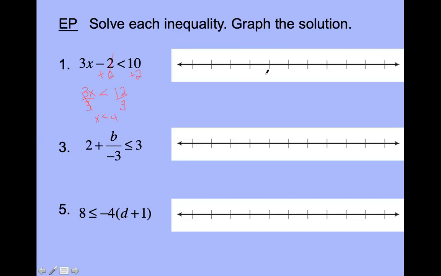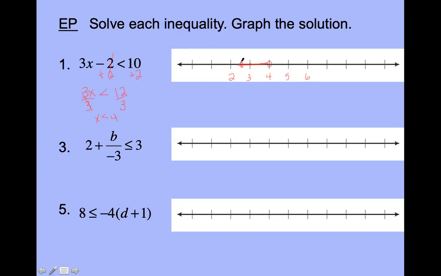Okay, by now we're used to graphing these. I'm going to put a 4 on the number line. I'm going to do a couple digits to the left and right. I need to put an open circle at 4 because it does not include an equal sign in the inequality, and values that are less than 4 are to the left on the number line.